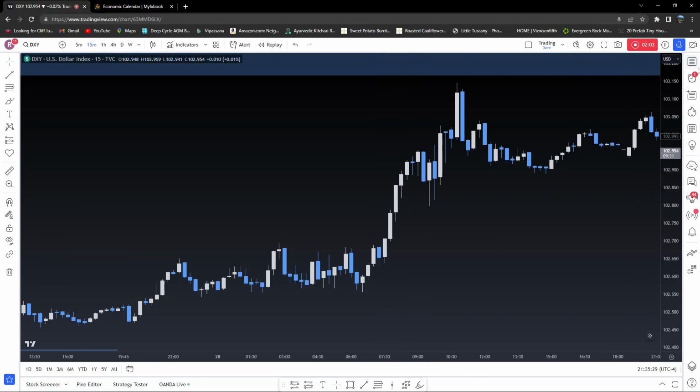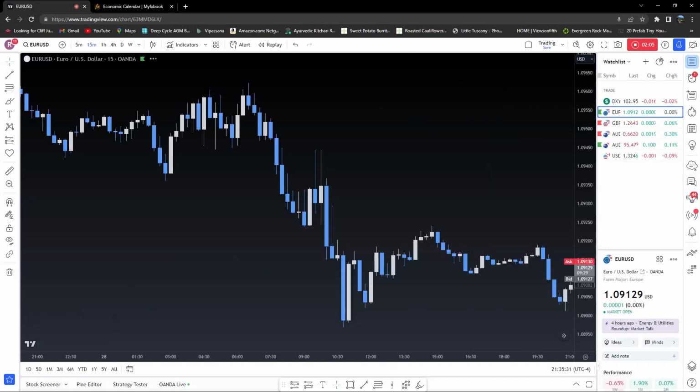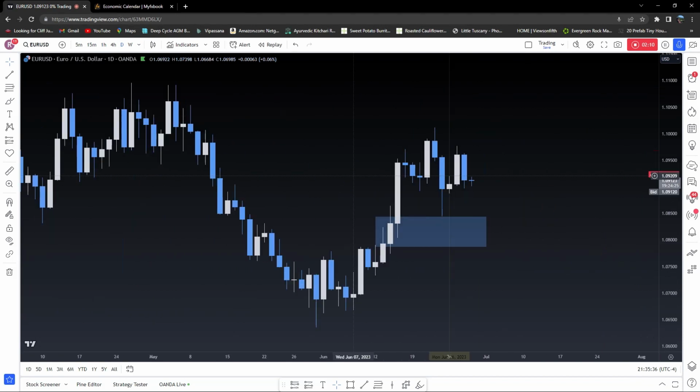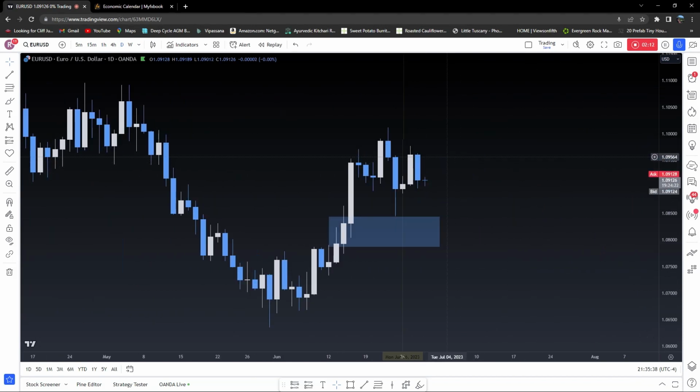I didn't have any trades today on Euro. Right now it's consolidating a fair amount here. The only reason I had a confluence for a short was because of DXY. It's kind of your barometer for everything. I'm going to hop into the 1 hour here.